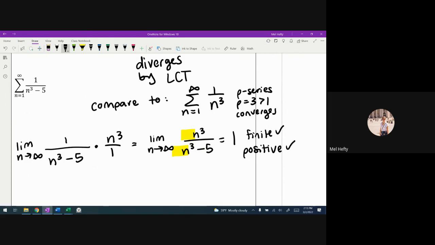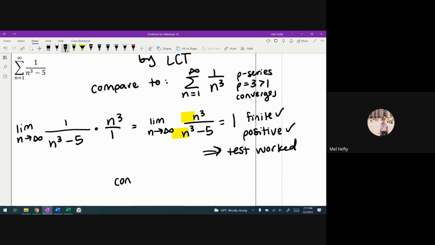All right. So what does that mean? That means my test worked. You don't necessarily have to write that, but what's my conclusion? Converges by LCT.